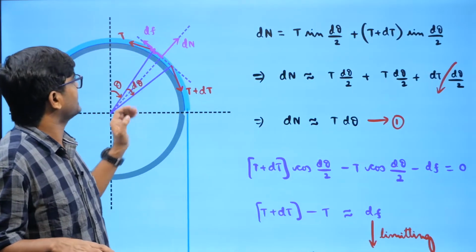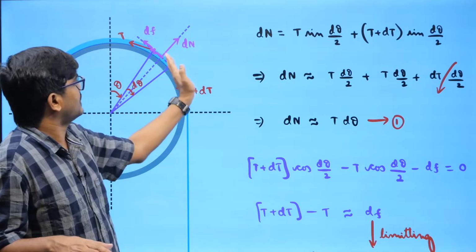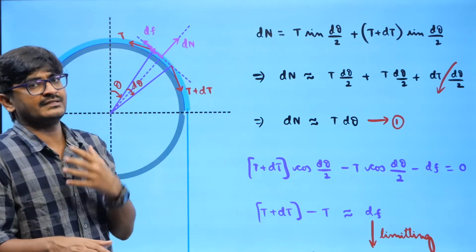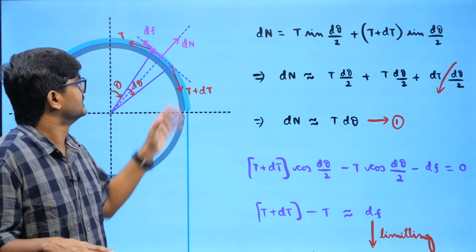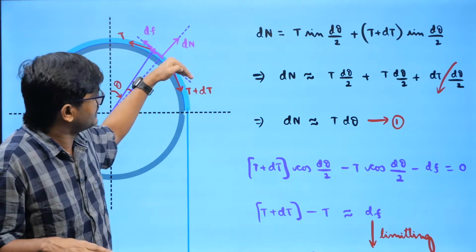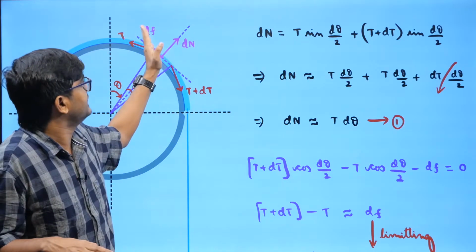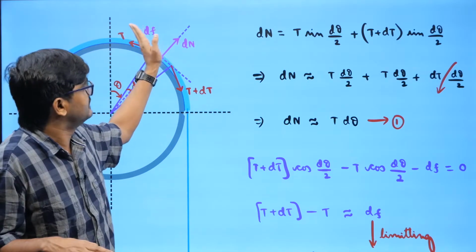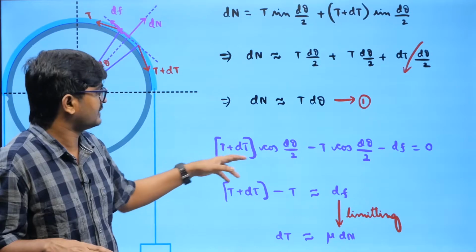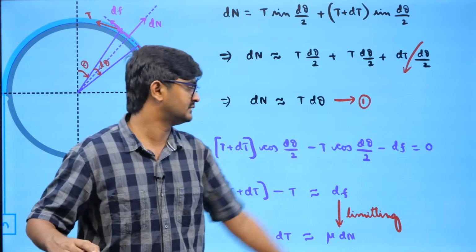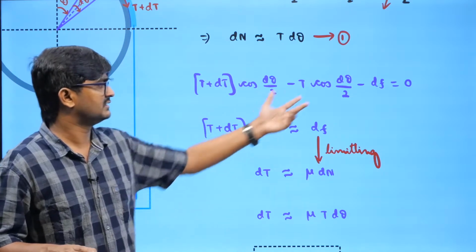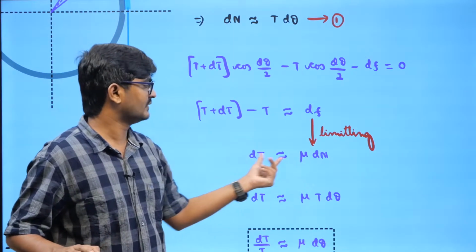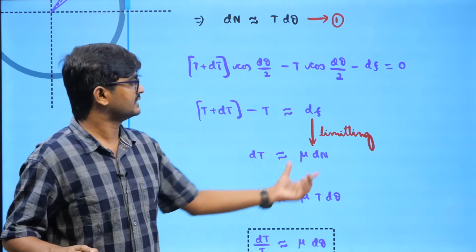Now apart from that, I can make net force equal to 0 along this direction also. The reason is, when something is massless, the net force on it must be 0 irrespective of its acceleration. So (t plus dt) cos d theta by 2 equals t cos d theta by 2 plus df, or the net force equal to 0. Cos d theta by 2 is almost 1, right? So I will get dt equal to mu times dn. So these are the two things.